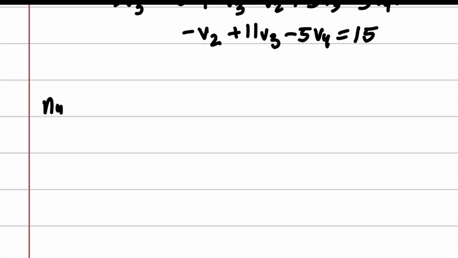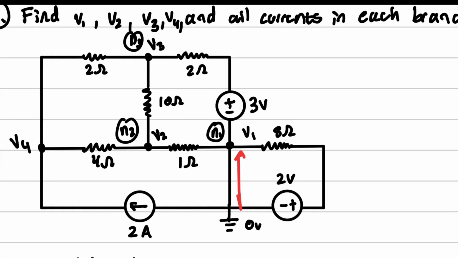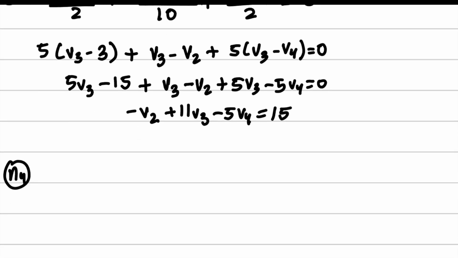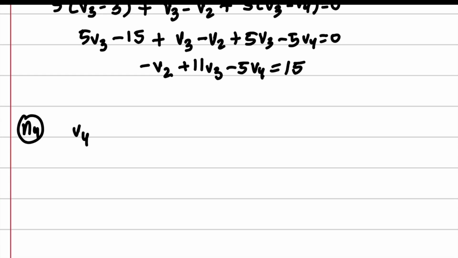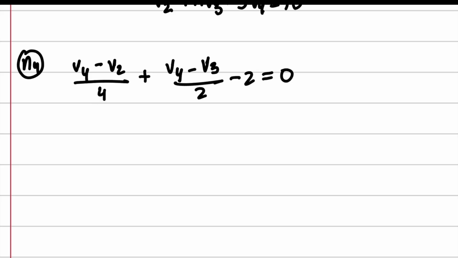Last one. We have V4, and we've got this way, and inwards. So we're going to do (V4 minus V2) over 4 plus (V4 minus V3) over 2 minus 2 equals 0. Multiply by 4.